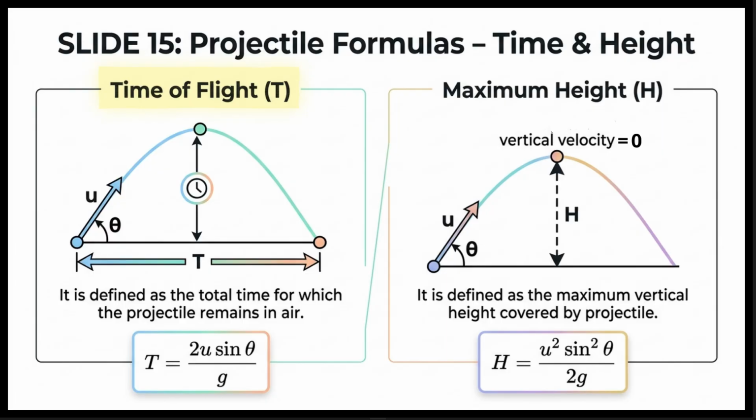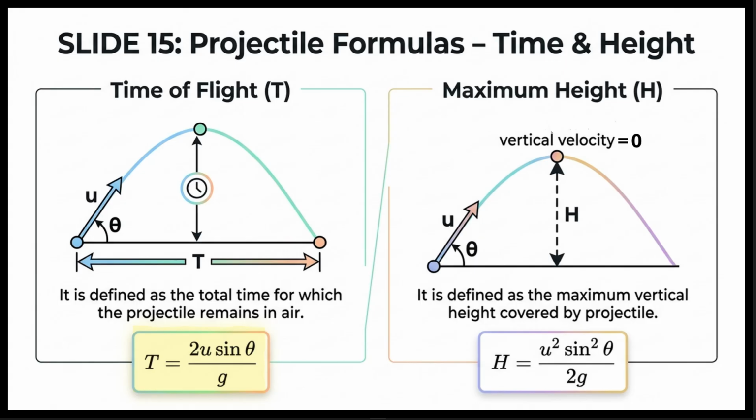Building on our trajectory analysis, let's derive the 2 core projectile formulas for time and height. First, the time of flight, capital T. The left diagram illustrates this duration, representing the entire period the object remains airborne from launch to landing. Formally, it is defined as the total time for which the projectile remains in the air. Mathematically, the time of flight T equals 2u sine theta divided by g, which directly scales with the initial vertical velocity component.